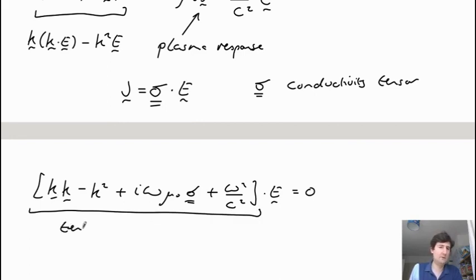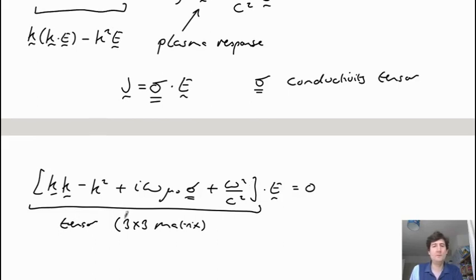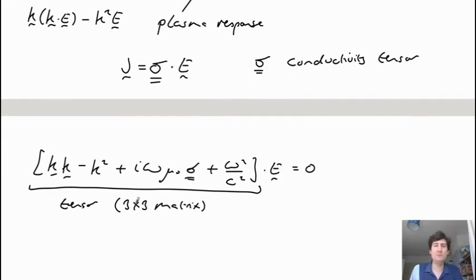So this is a tensor, so a 3x3 matrix. And this has several solutions. If this matrix can be inverted, then the solution is just that the electric field is 0. And so in order to have a non-trivial solution, in order for there to be a wave, the determinant of this matrix must be 0.